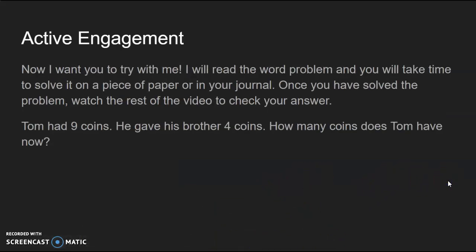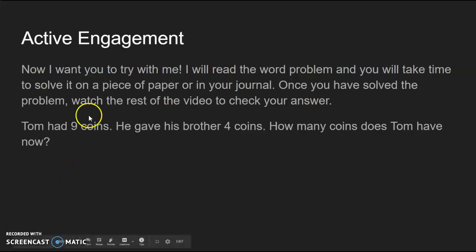So now I want you to try with me. So I will read the word problem, and you will take time to solve it on a piece of paper or in your journal. And then once you have solved the problem and written an equation for it, just like we did on the last slide, you'll watch the rest of the video to check your answer.